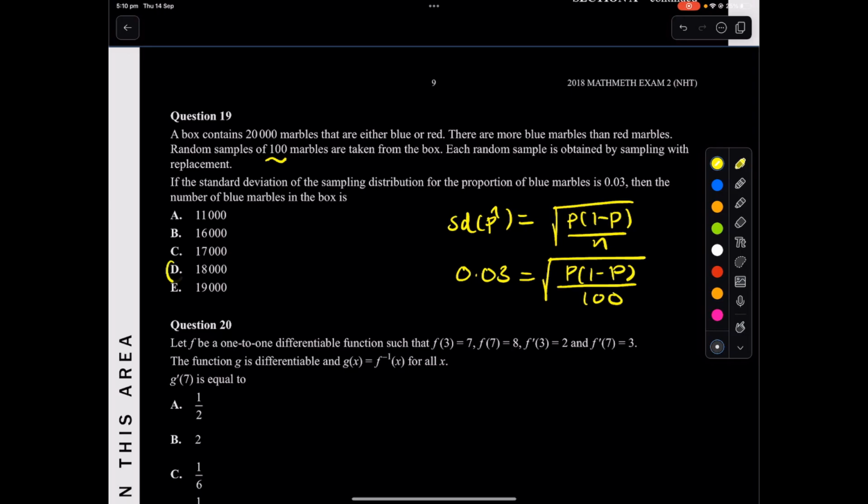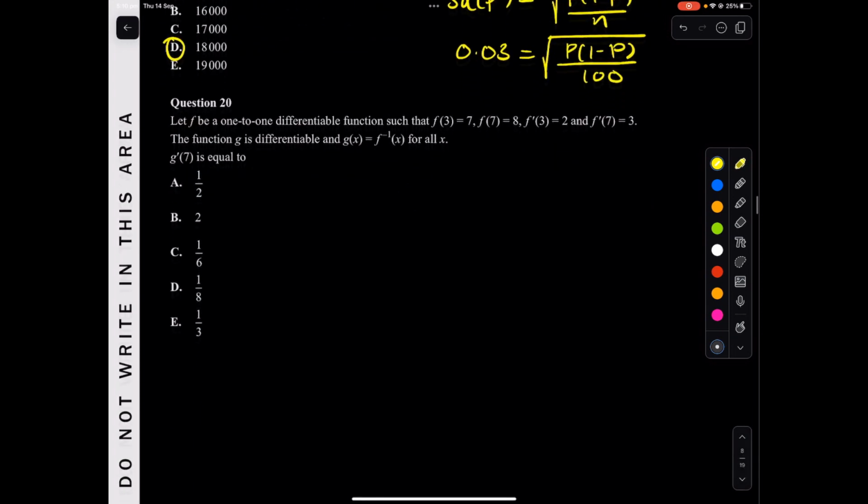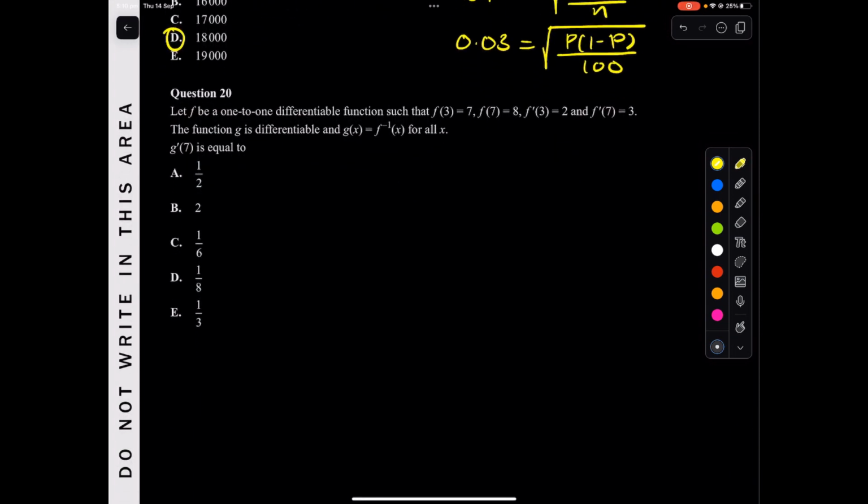So D is the answer. Let f be a differentiable function such that f of 3 is this, f of 7 is this, f dash of 3 is this, f dash of 7 is this. The function g is differentiable, and g of x is the inverse of f for all x. Find g dash of 7.